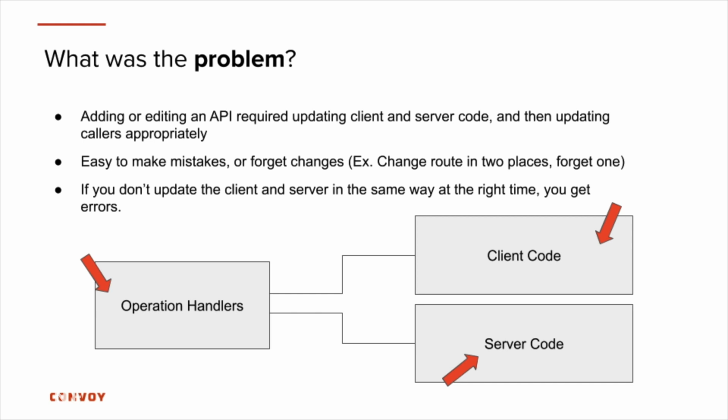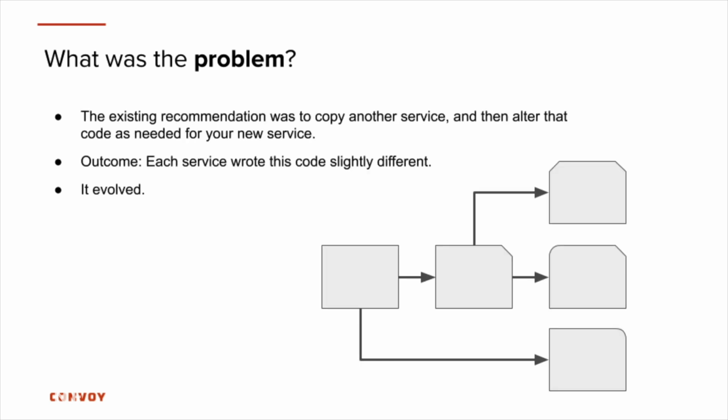For example, change a route in 2 places, forget one, or update your typing in your server and forget to update the client. Basically, if you don't update the client and the server in the same way at the right time, you get errors. Another problem we had is that the existing recommendation for how to do the client and server code was to copy another server and then alter the code as you needed for your new service. Each service then wrote this code slightly differently, and no 2 services were exactly the same. Basically, it evolved over time.